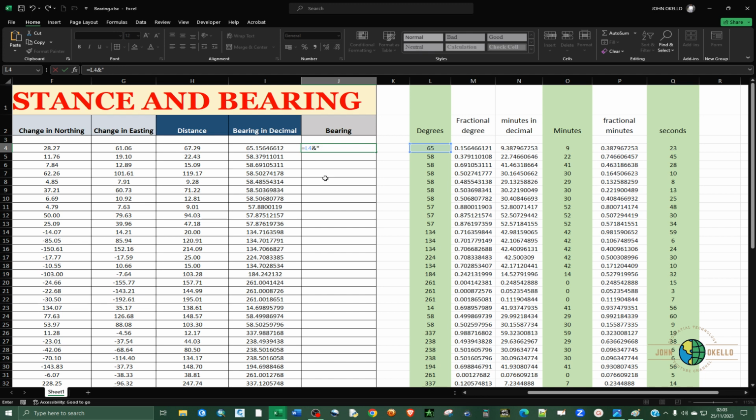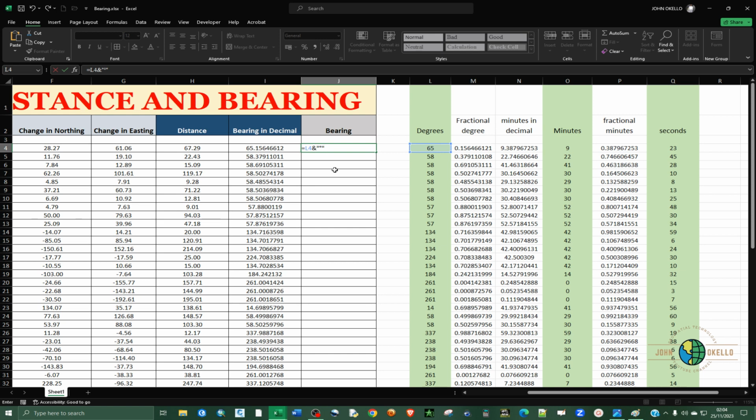Let me repeat again. The combination key is you press and hold Alt, and then you type 0176. Do not forget the 0, the way I did. So Alt 0176 and release Alt. The moment you release Alt, the degree symbol is going to be inserted, and then close the double quote, and then add the ampersand.